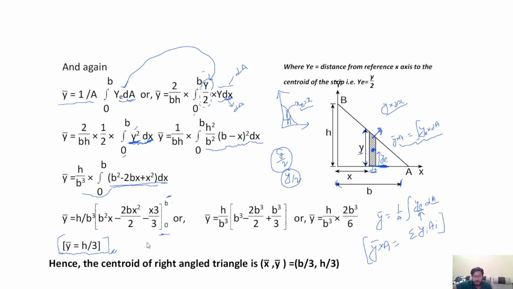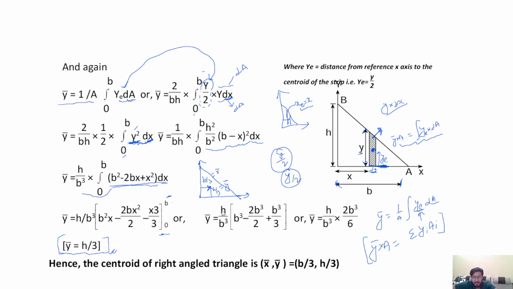And finally we can say the centroid of the right angle triangle is b by 3, that is equal to x bar, and h by 3, that is equal to y bar of the right angle triangle.